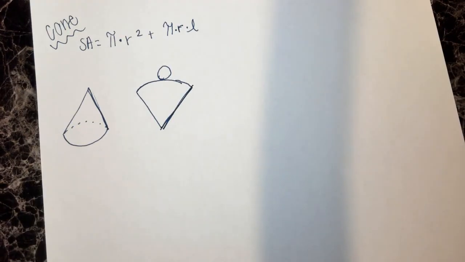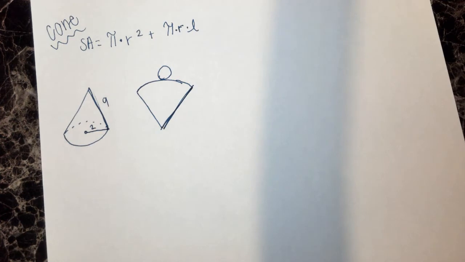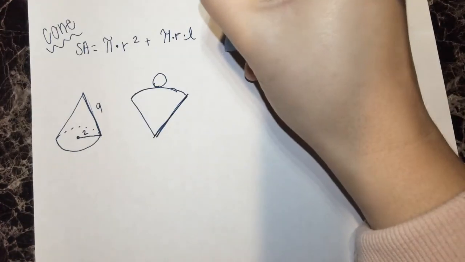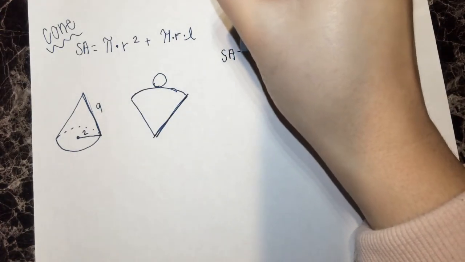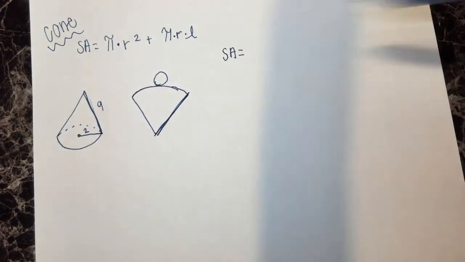So, when we do this, let's say this is our first one. Let's say our slant is 9, and our radius is 2. If I go ahead and plug this in, I want you to try it real quick. So go ahead and pause the video and plug it into this formula with what you know. Don't actually solve yet.